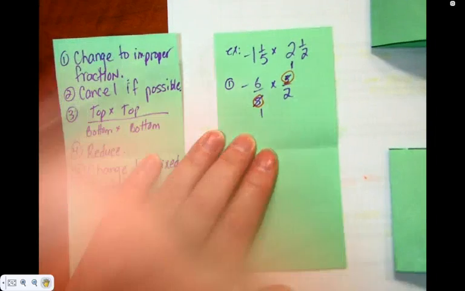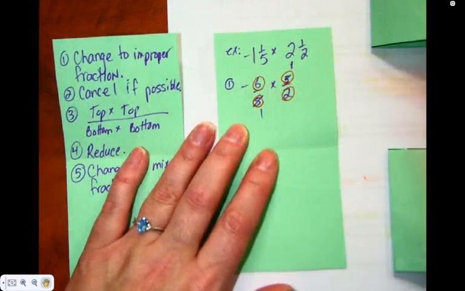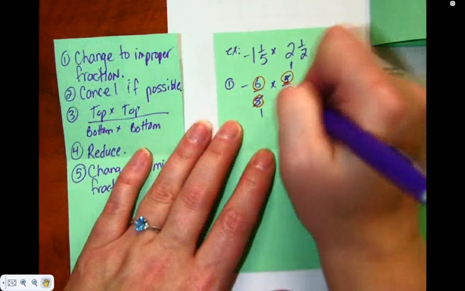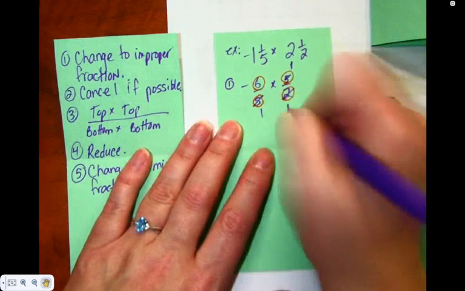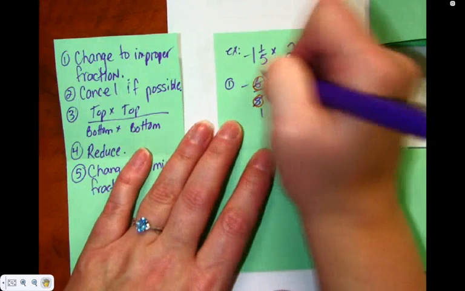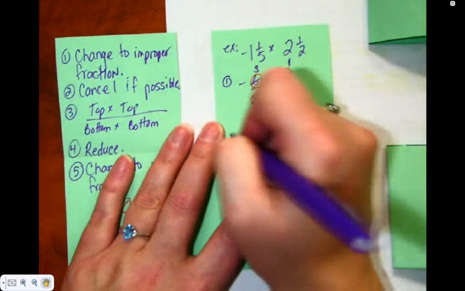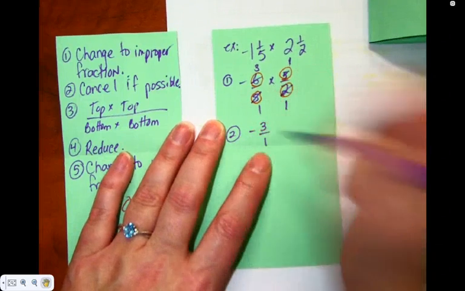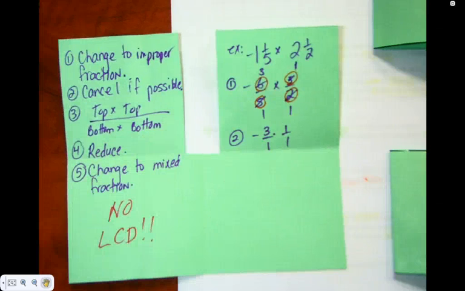What about 6 and 2? What can I divide them both by? 2. So 2 divided by 2 is? And 6 divided by 2 is? And so I'm just going to write that so it's not so crowded together. So I have negative 3/1 times 1/1. All step 2 does is make the multiplication way smaller numbers.